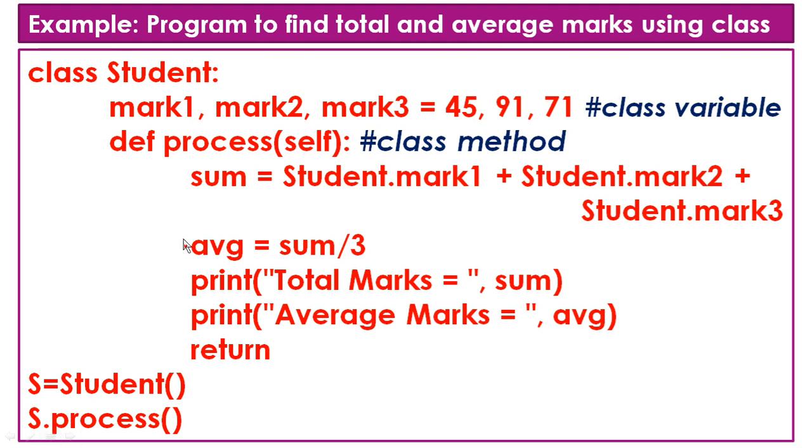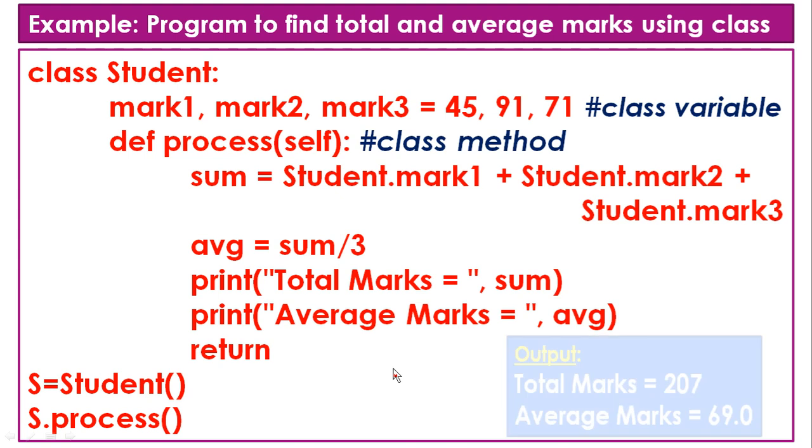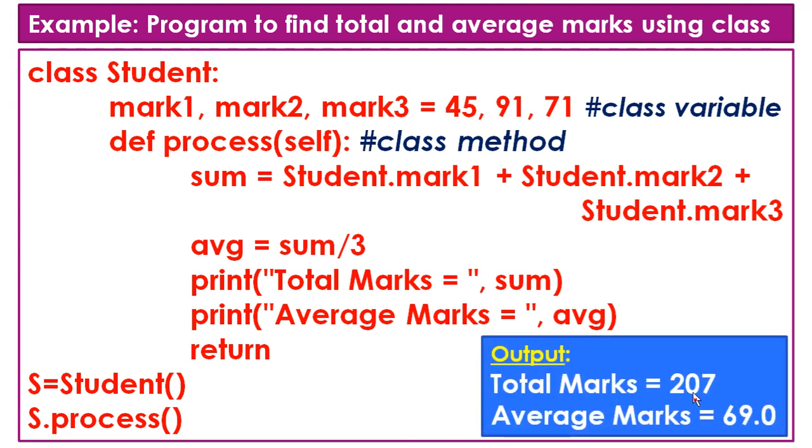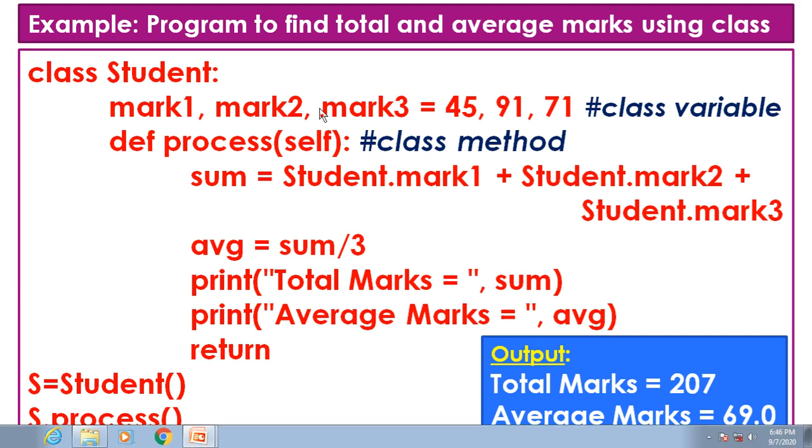Then the process method is called. From that, we find out the sum and average, and also print the value of sum and average. So the result is total marks equal to 207, average marks equal to 69. This is the output of this program.